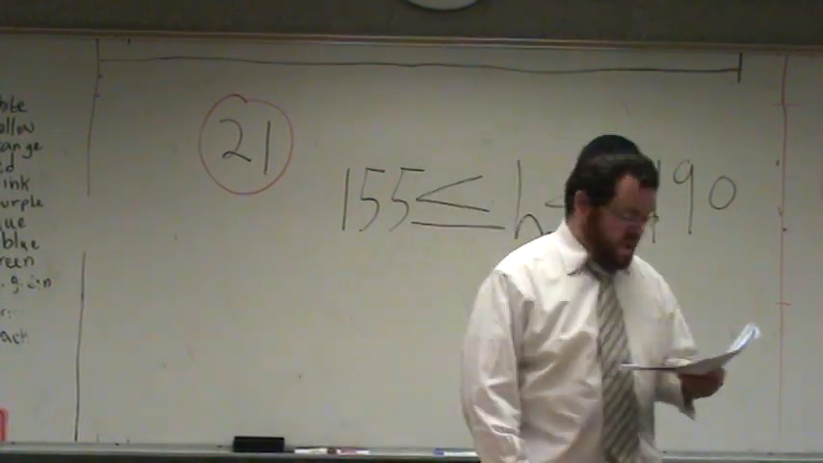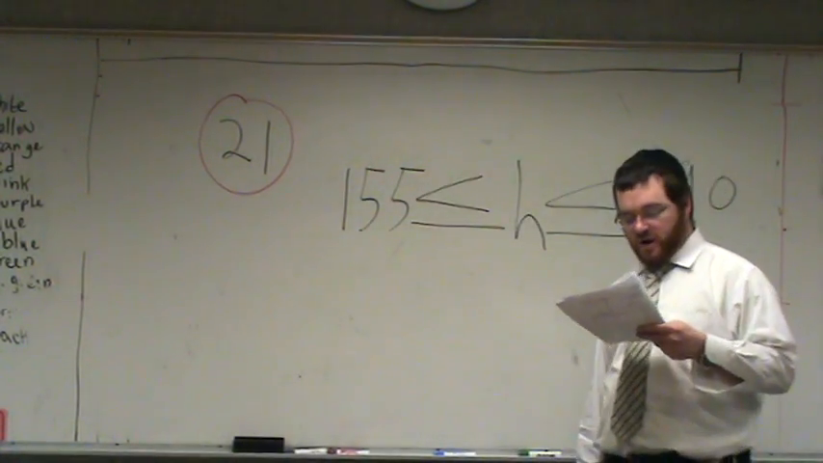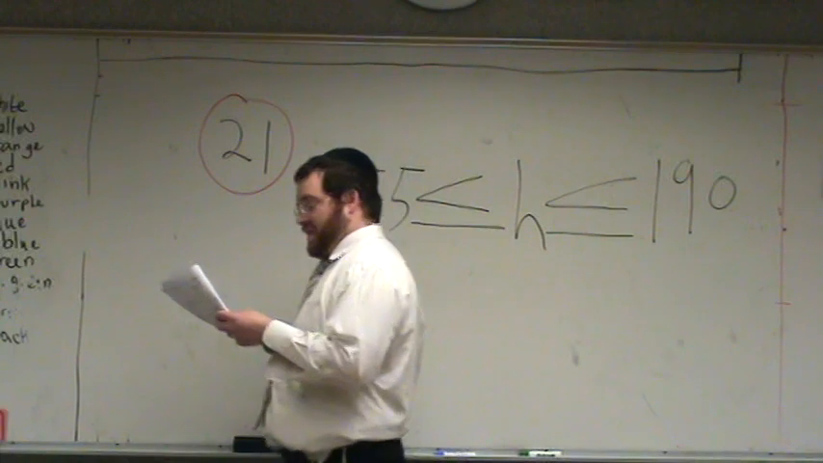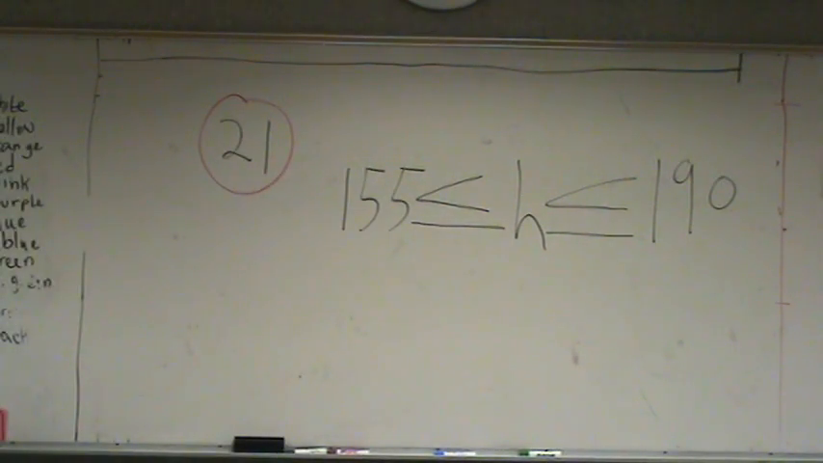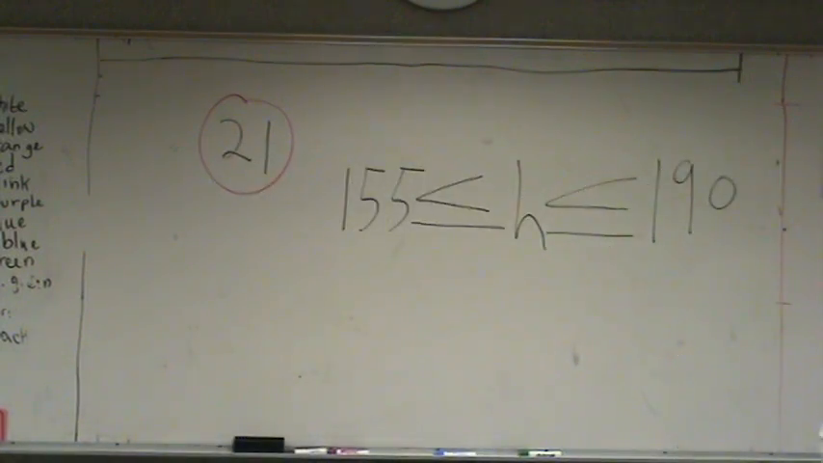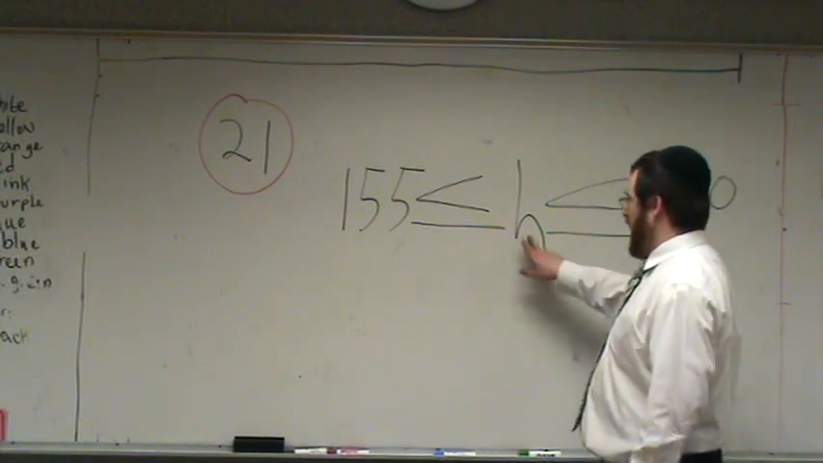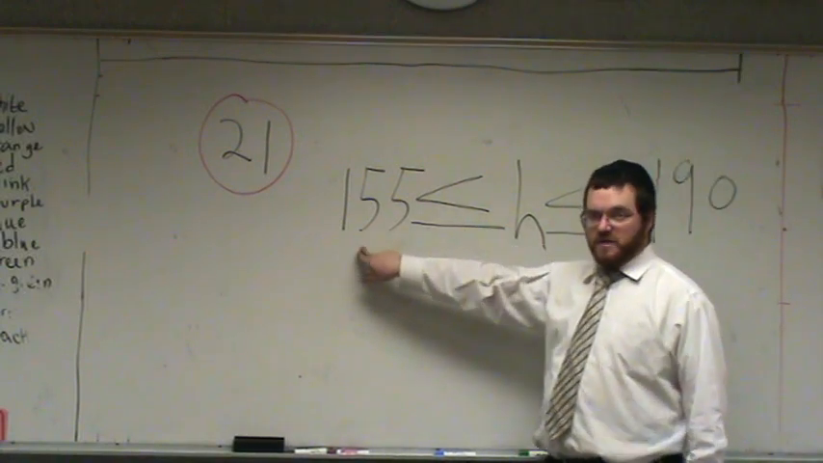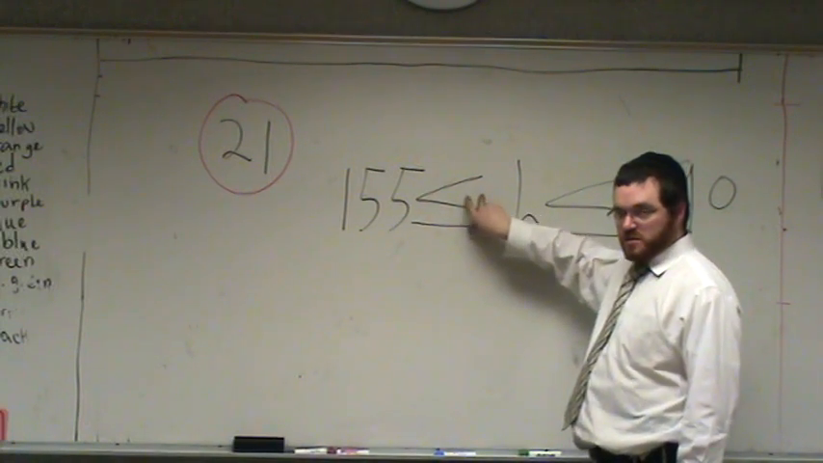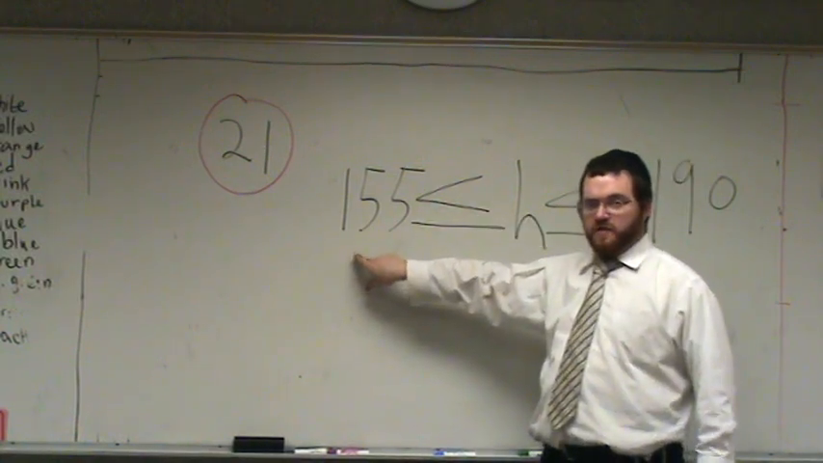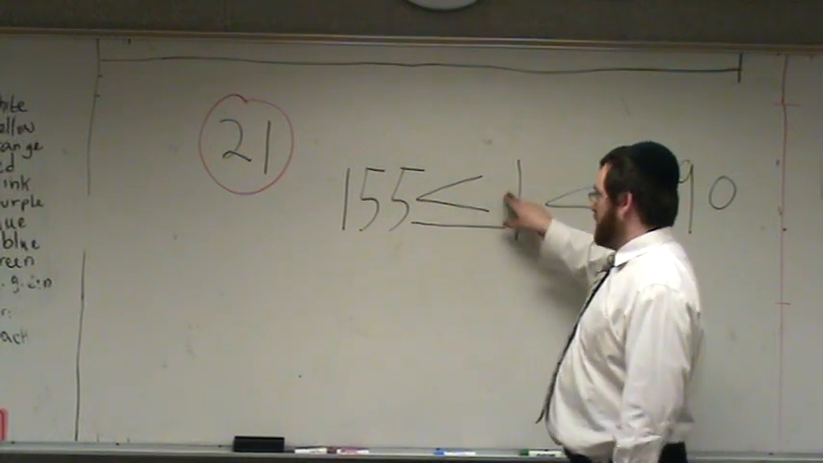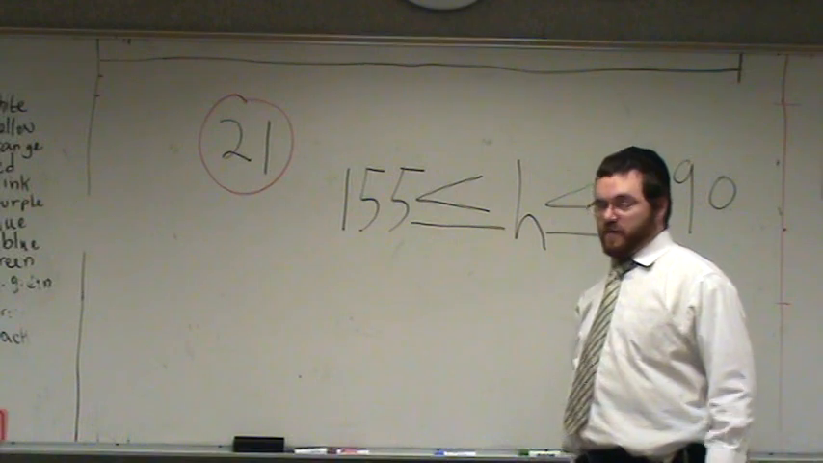Question 21. Students in 9th grade class measure their heights. I guess they had extra time before recess. Students in the 9th grade class measure their heights, h, in centimeters. The height of the shortest student was 155 centimeters, meaning height is equal to 155 centimeters. However, it's also greater than 155 centimeters. Because the height of the shortest is 155 centimeters, height is equal to 155, but it's also greater than or equal to 155.